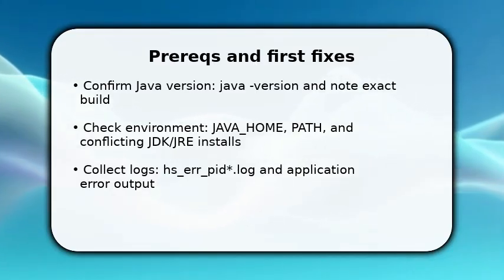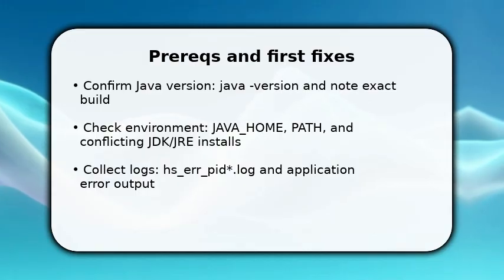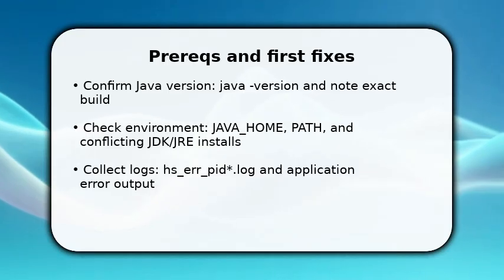You start by verifying prerequisites and taking the first actionable steps. Check the Java version and note the build. Once done, validate JAVA_HOME and PATH to ensure the runtime matches your target application. If multiple JDKs exist, temporarily remove or rename older installations to avoid conflicts.